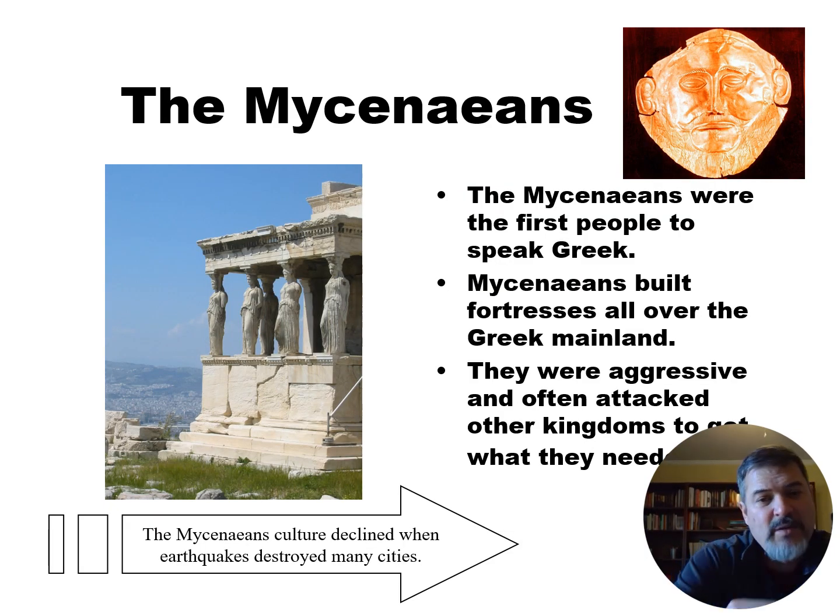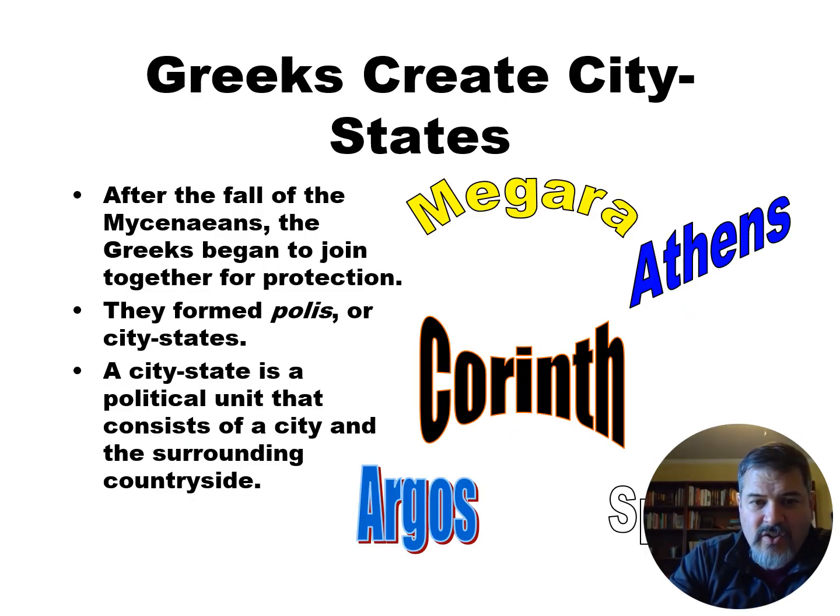The Mycenaeans. The Mycenaeans were the first people to actually speak Greek. The Mycenaeans built fortresses all over the Greek mainland. They were aggressive and often attacked other kingdoms to get what they needed from them. The Mycenaeans' culture declined when earthquakes destroyed their city. So you're going to have other Greek city-states. You're going to have Athens, Corinth, Sparta, Argos.